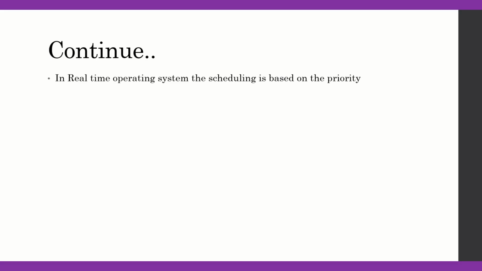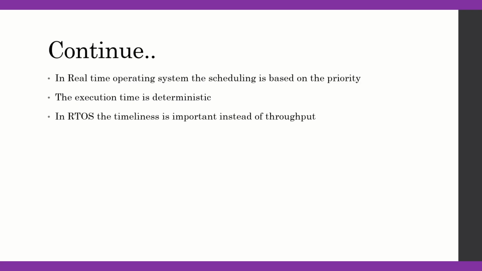While the real-time operating system is designed, or the scheduling is based, on the priority. So the priority is more important than throughput. Execution time is deterministic, while the execution time in the GPOS is not deterministic. In RTOS, the timeliness is important instead of throughput. So more emphasis is given on the timeliness. These are a few examples of RTOS: QNX, RTLinux, VxWorks, FreeRTOS. FreeRTOS is an open source operating system and we don't have to take a license for the FreeRTOS.